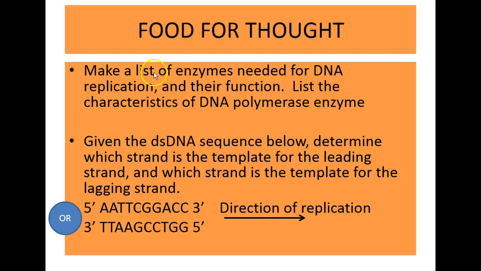You should now be able to answer the following questions. Make a list of enzymes needed for DNA replication and their function. List the characteristics of DNA polymerase enzyme. Given the double-stranded DNA sequence below, determine which strand is the template for the leading strand and which strand is the template for the lagging strand. The origin of replication is to the left of the strand. Direction of replication proceeds in the direction shown by the arrow.